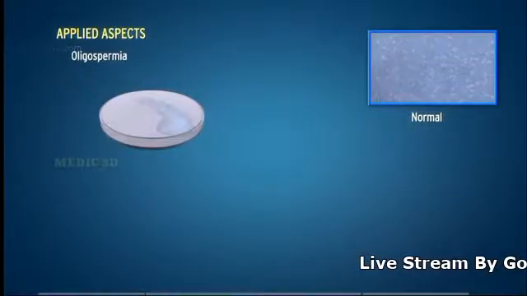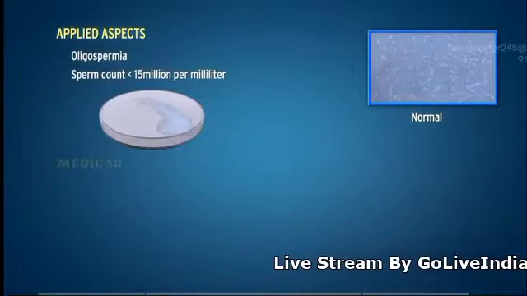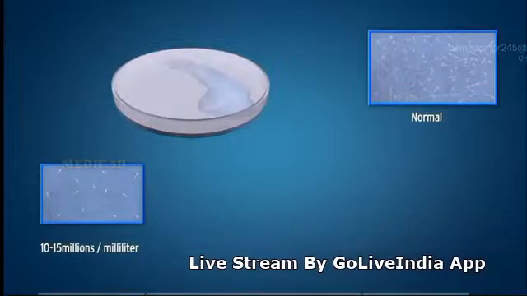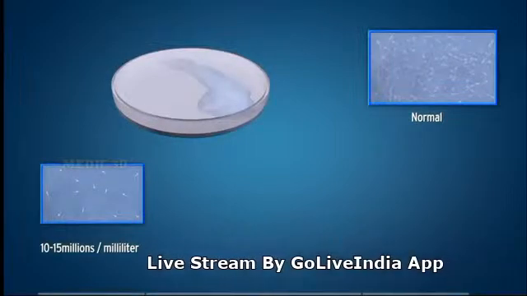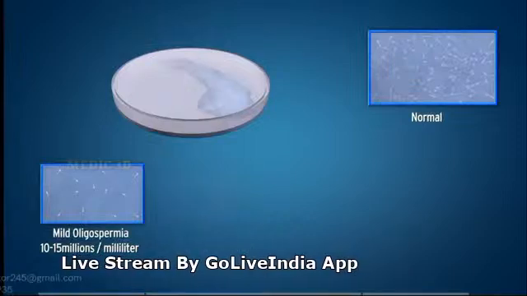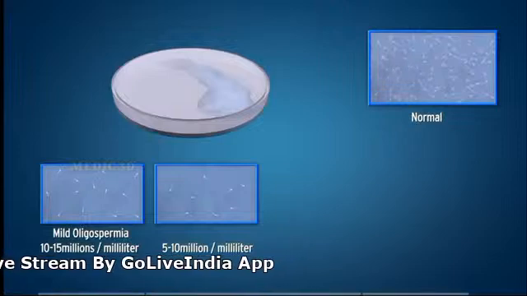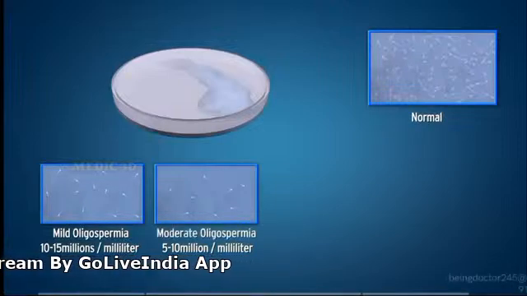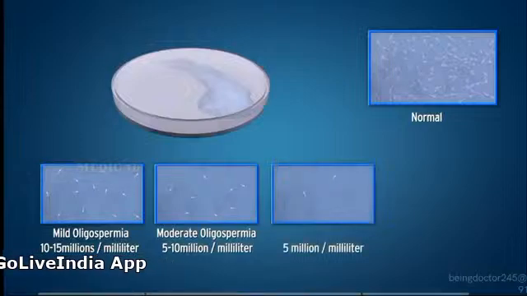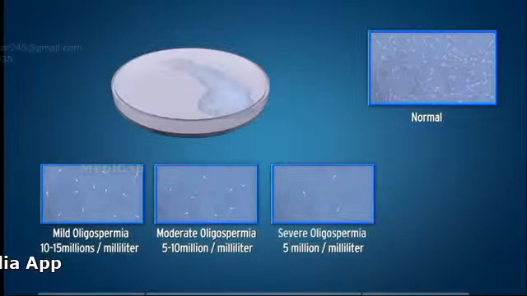Oligospermia. It is a condition in which sperm count is less than 15 million per milliliter. If the sperm count is between 10 to 15 million per milliliter, then the condition is mild oligospermia. If the sperm count is between 5 to 10 million per milliliter, then the condition is called moderate oligospermia. And if the sperm count is below 5 million per milliliter, then the condition is called severe oligospermia.